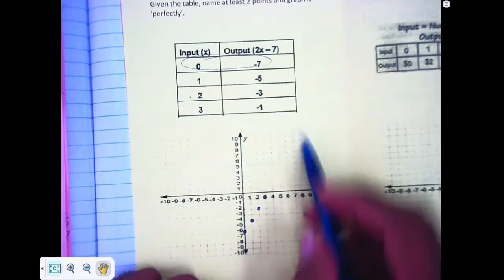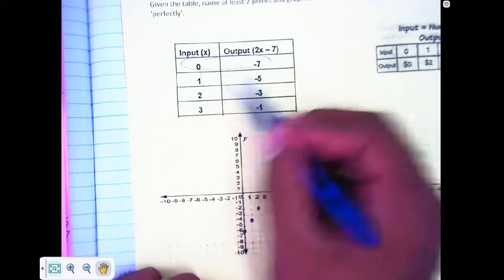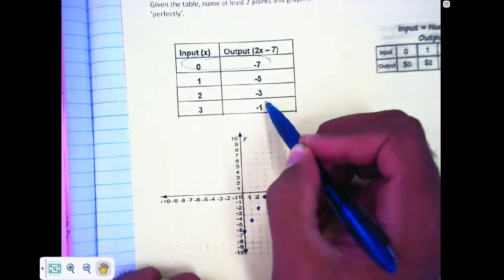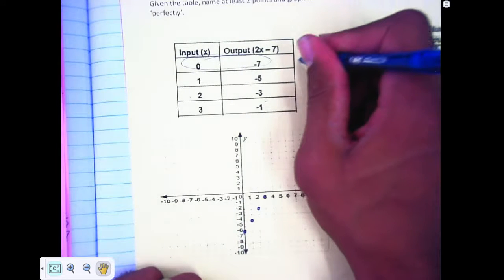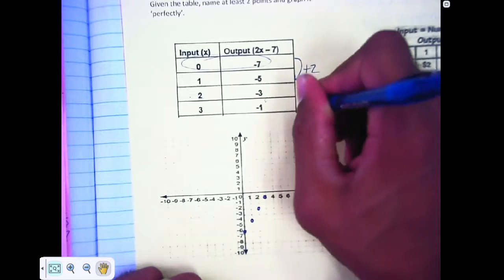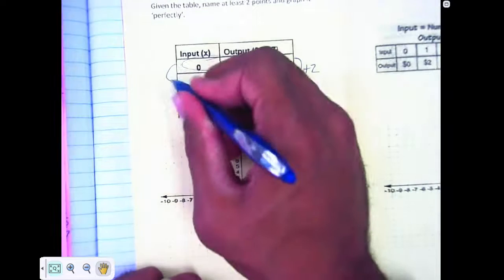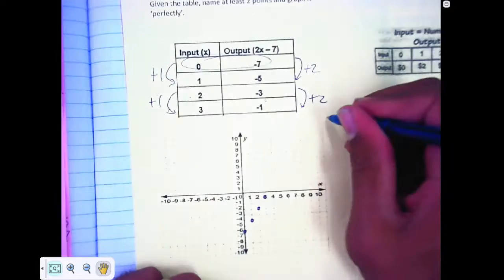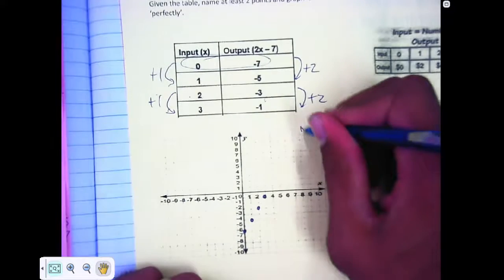Now, let's say all you had was these 2 points, and you didn't have these y values here. Well, you could find them by looking for the pattern. The pattern here looks like it's getting bigger, so it's plus 2, and over here on the left, it's plus 1 for the change in x. So our slope is 2 over 1.